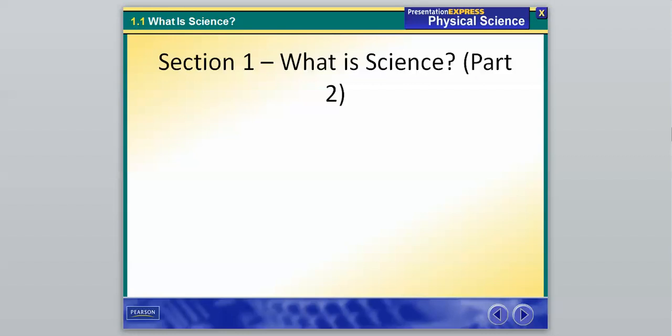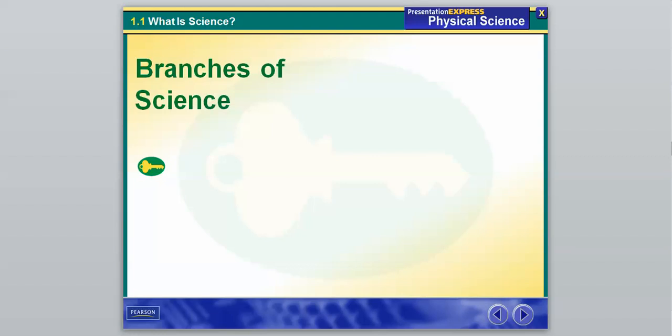We're getting a little bit longer on the other one, so I thought I'd cut this section in half to make the videos a little bit shorter for you. So our next one that we're going to continue on with is, when we talk about what is science, we're actually going to have to talk about what the branches of science are. So the branches of science, just the different types that we have.